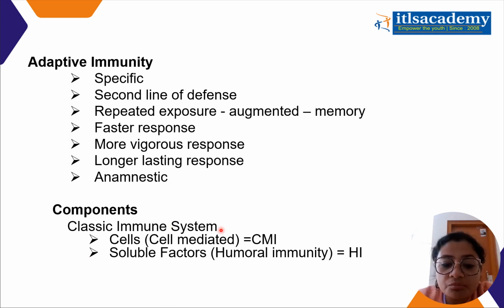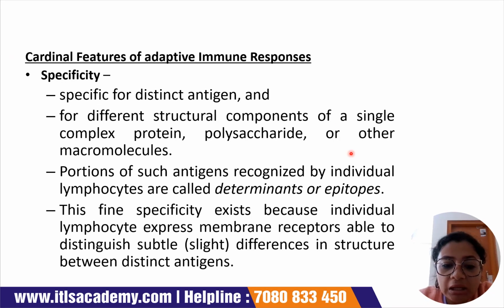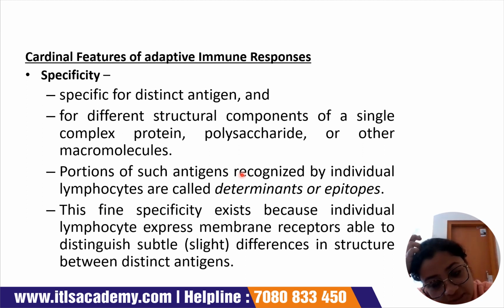Now talking about the components of adaptive immunity, again very important. We have the cell mediated part, and we also have the humoral part. The cell mediated part will basically involve the T cells. We will be coming to it. The humoral immunity will mainly involve the antibodies, which are also the soluble factors.